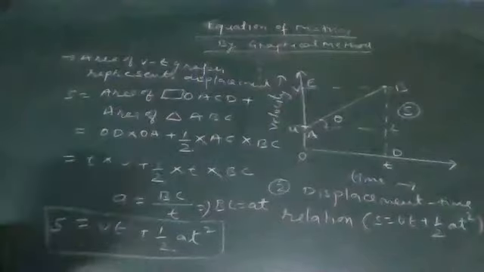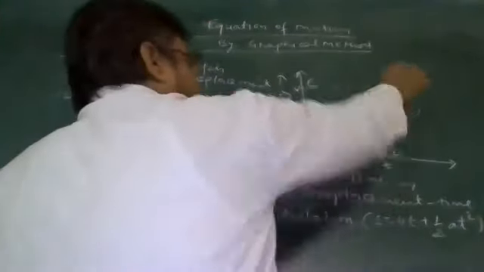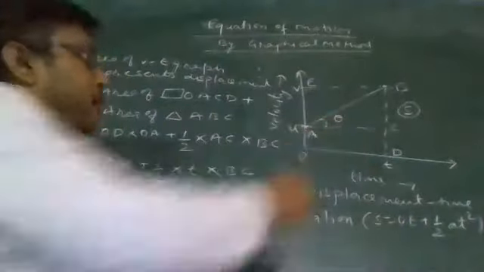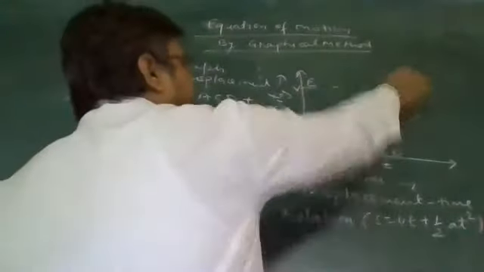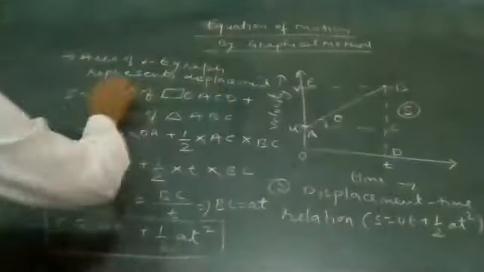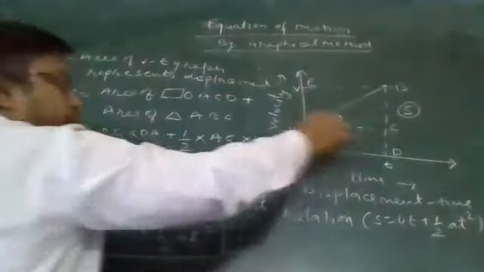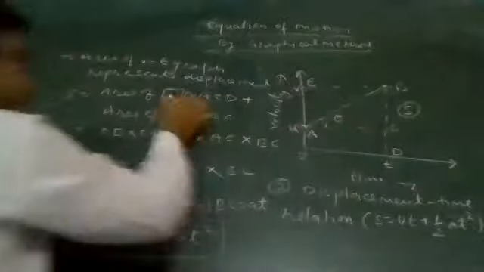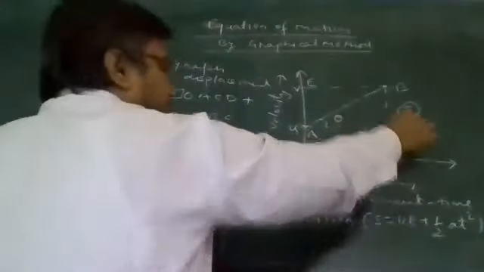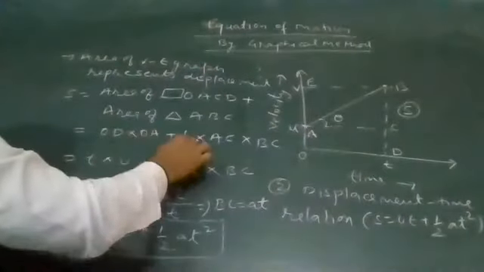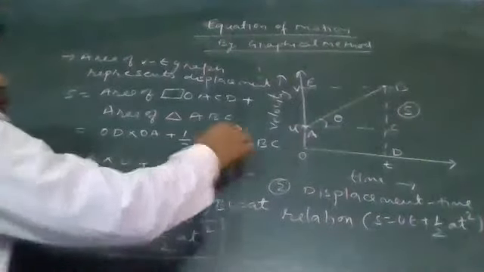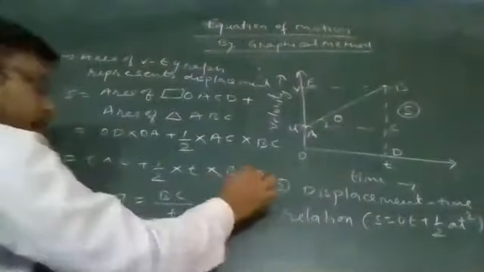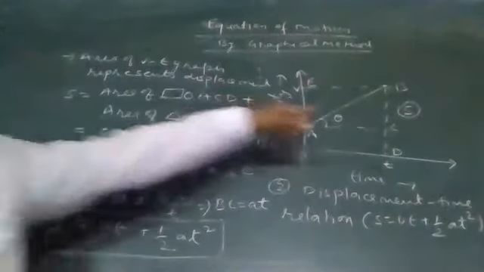I am explaining the equation again. Displacement is the area of the velocity time graph. I can divide this area into two segments, one of a rectangle and one of a triangle. So area of rectangle OACD plus area of triangle ABC. Area of rectangle is length into breadth, and area of triangle is half into base into height. For getting BC, I use the slope of the curve.